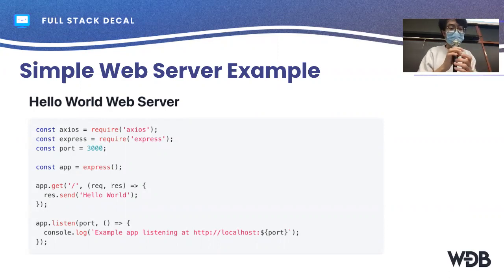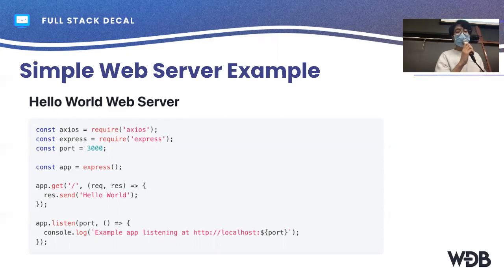Here, as you can see, we have const axios equals require axios. This is how we essentially import the package. For this particular web server, we're going to use axios. Actually, we're not going to use axios. I don't know why I put it here. But essentially, axios is a way for the web server to send HTTP requests to other servers. This is pretty useful. We're going to cover this in a future lecture.